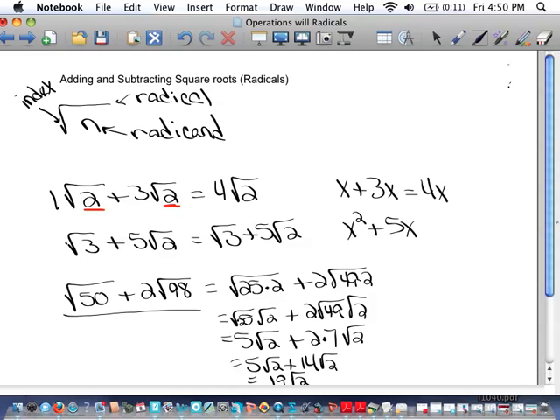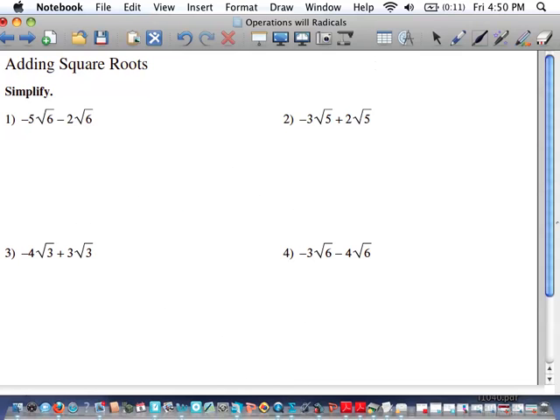Not all radicals or square roots will have this as an option. In some cases, you'll be able to get those radicands to be the same, and in other cases, you will not. So when you can't, just stop. Don't just add them together. Okay, let's take a look at a few simple examples.